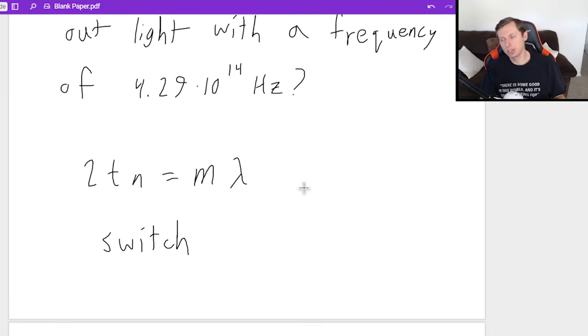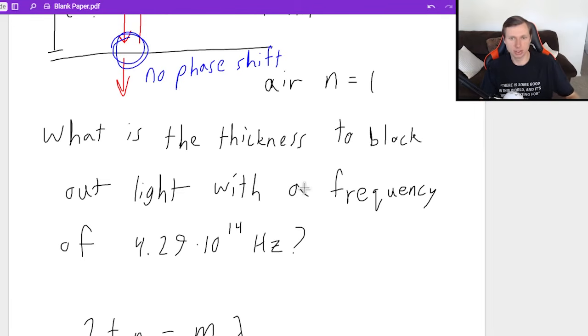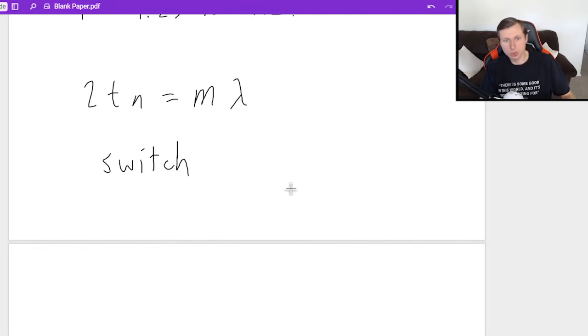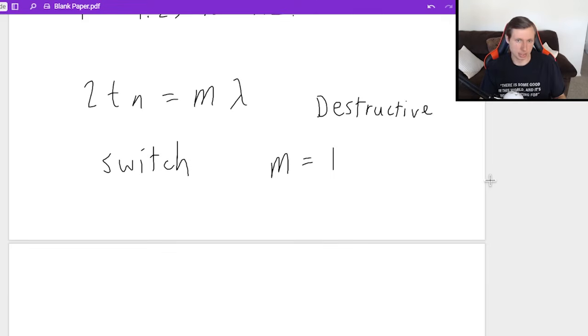And do I want constructive or destructive interference? Well, 99% of the time, we want to block out light, or the question asks about blocking out light, which means usually we're talking about destructive interference. So since I want destructive interference and it was switched, that means m is going to be 1. Because normally m equals 0.5 for destructive, but since we had the switch, destructive is now all the whole numbers. And remember, we always want the smallest value for m, so then we're going to use m equals 1.